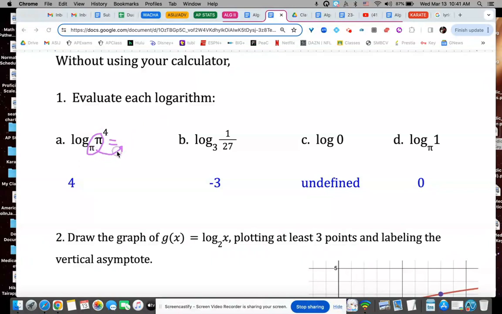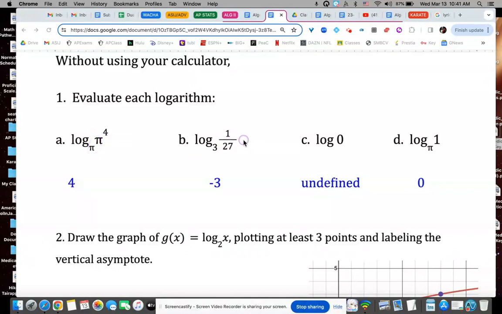When I ask myself what power gives me the inside piece, the only option is 4, right? Because I have to have 4 as a power, so this has to be 4. So I look at that and I say, oh, the answer is 4. I'm done, as long as these bases are the same.